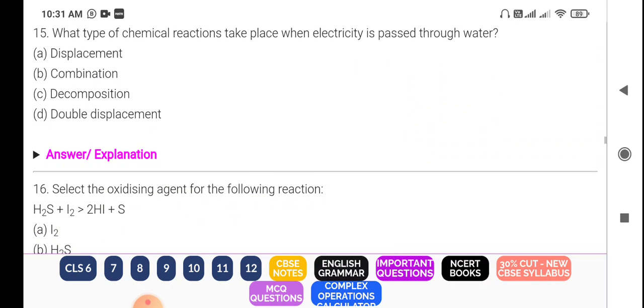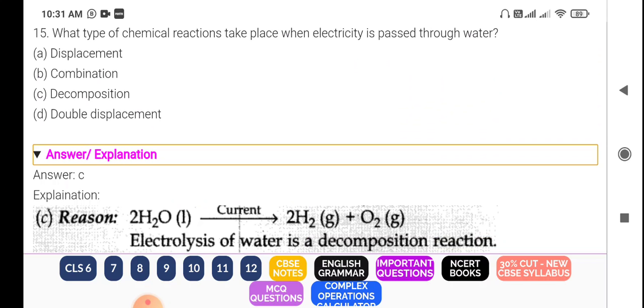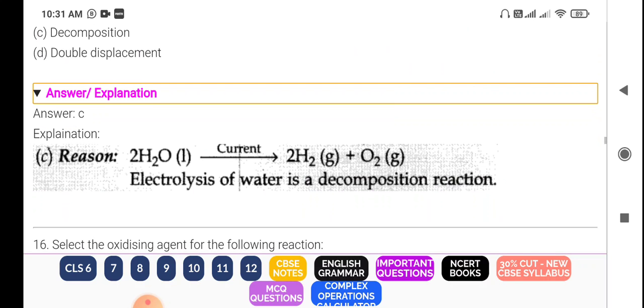Okay, next, what type of chemical reaction takes place when electricity is passed through water? A, displacement; B, combination; C, decomposition; and D, double displacement. C is the correct answer. Decomposition. When current is passed through any compound, like an aqueous solution, electrolysis takes place, in which the components decompose into ions. So electrolysis of water is a decomposition reaction: 2H2O, when electric current passes through it, decomposes into hydrogen and oxygen.